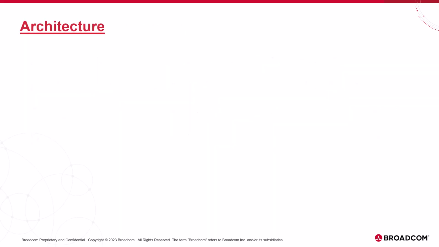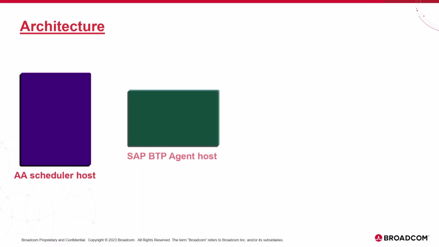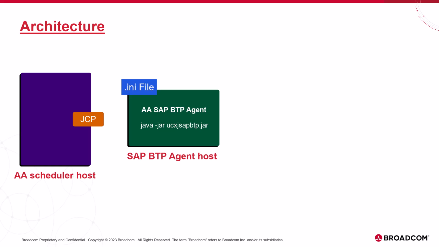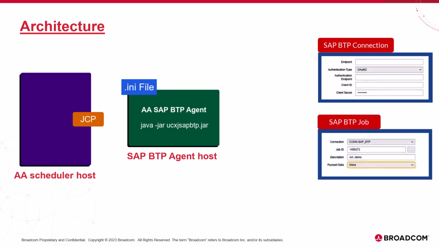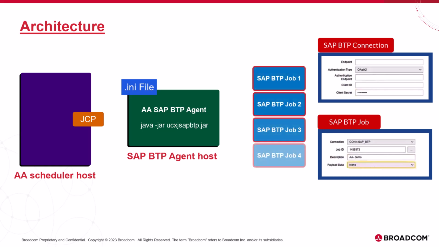A conventional architecture involves two systems, the Automic Automation host and a dedicated system for the agent. The agent is configured with a simple INI file containing standard values: AE system, agent name, connection, and TLS. When we start the agent, it connects to the engine, and it adds two new objects to the repository: a connection object to store the SAP BTP endpoint and login data, and a job template designed to trigger SAP BTP jobs. Let's assume we're automating 4 instances of SAP BTP.